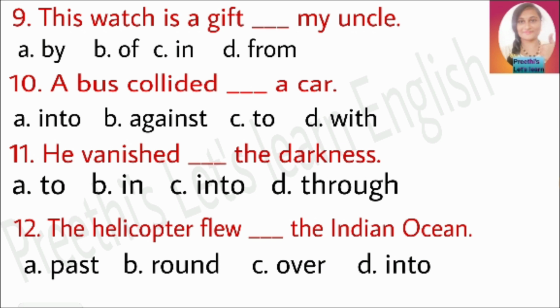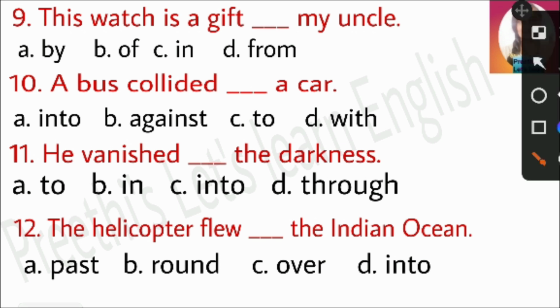Next, 11th one. He vanished blank the darkness. Here, vanished means disappeared. He moved into the darkness and he disappeared. See the options first: to, in, into, through. So, what will be the correct answer? So, while he was moving into the darkness, finally he disappeared. Here, he is in movement. When a person or thing is in movement, we have to use the preposition into. Option C is the correct answer, into.